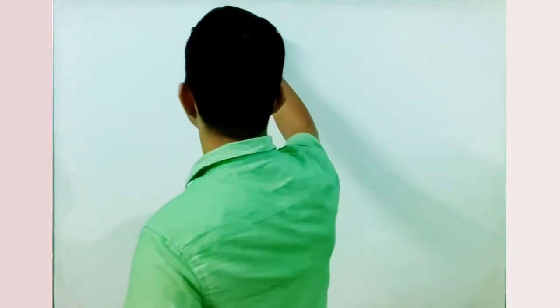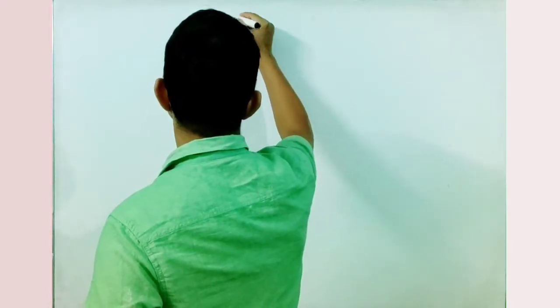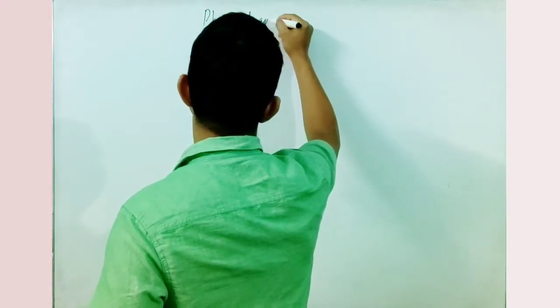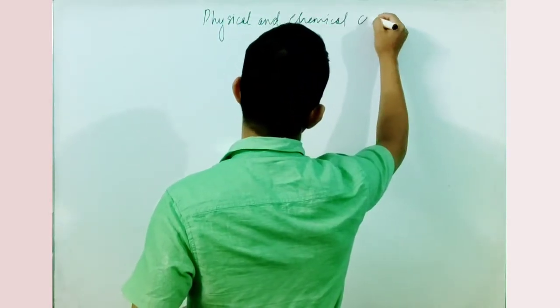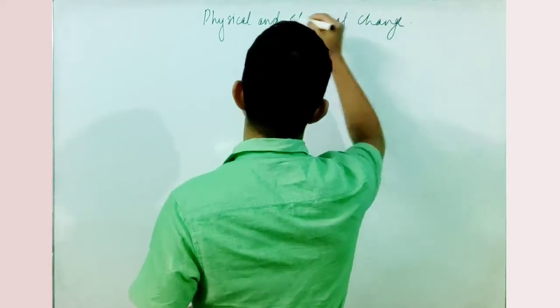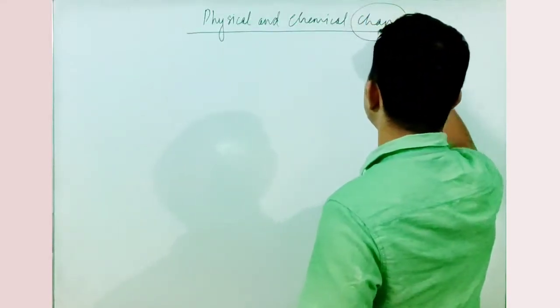So now it's time for us to begin the second chapter of your chemistry textbook. If you look into the chapter, the second chapter is about the changes, especially about the physical and chemical change. Okay, so the chapter's name is the physical and the chemical change.